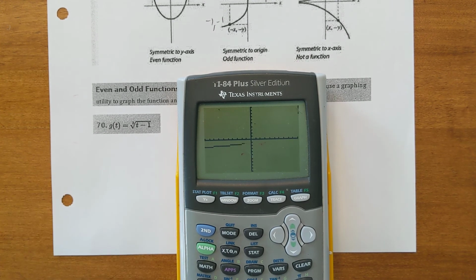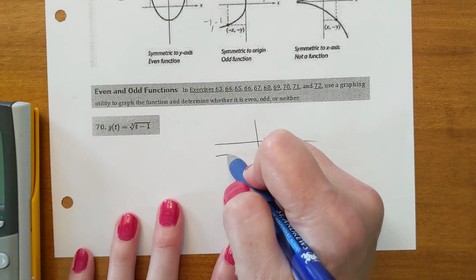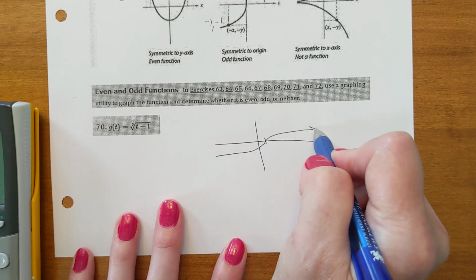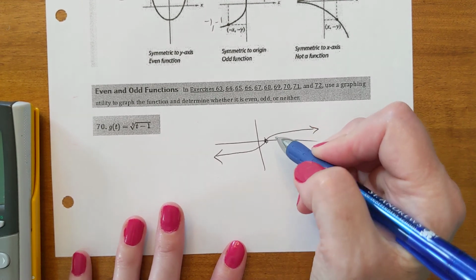And it makes kind of a sideways S when you do it. And because of the minus 1, it shifted it to the right one. So it's going through positive 1. So it's neither even nor odd. It's neither of them.